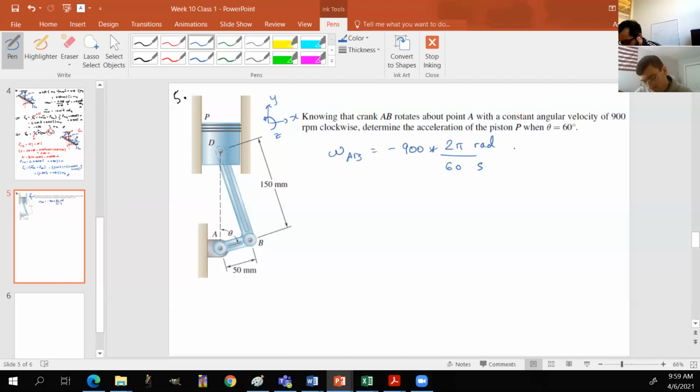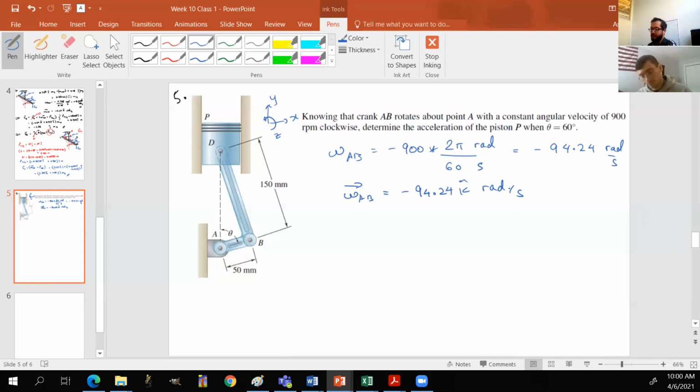Right, so this turns out to be equal to minus 94.24 radians. Can you guys confirm this one real quick? So I say that my omega AB as a vector is minus 94.24 k hat radians per second. 94.24. Got it. Awesome. All right.